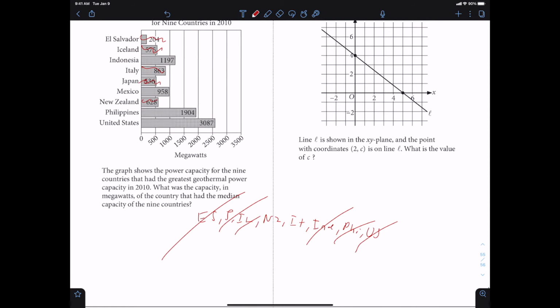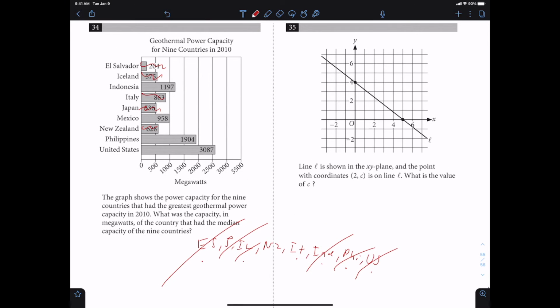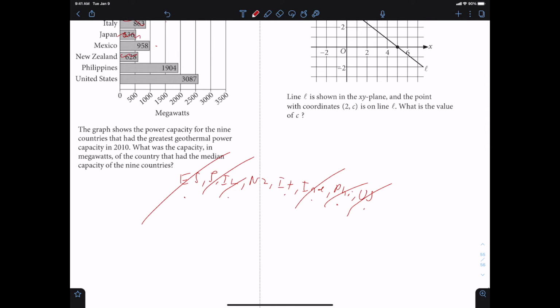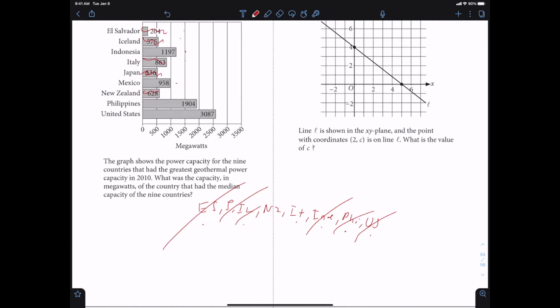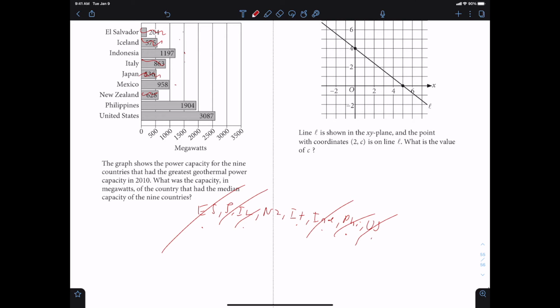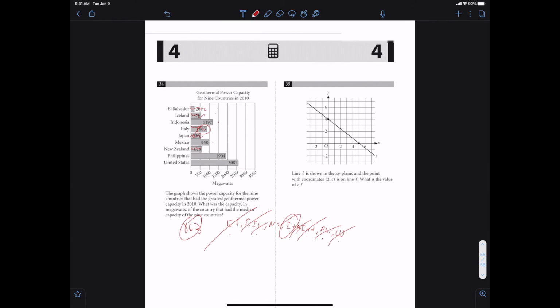Hold on, did I forget a country? Philippines, United States. No, 1, 2, 3, 4, 5, 6, 7, 8. 1, 2, 3, 4, 5, 6. Oh, did I forget Mexico? Yeah. Okay, I forgot Mexico, but Mexico should go after Italy, so it should be right here. Mexico. So I'll cross that off, and the median's going to be Italy. So it's going to be 863. Right, because Italy has 863.